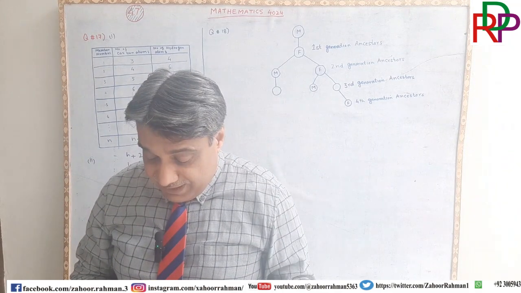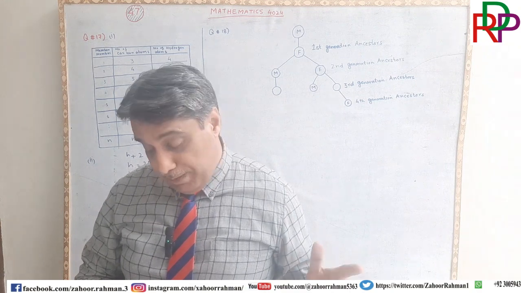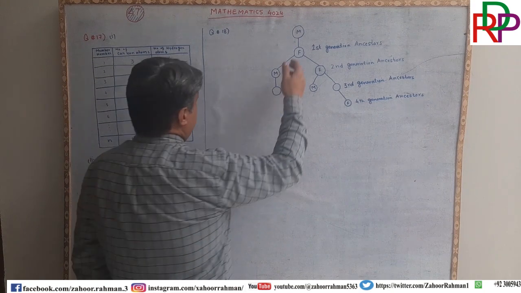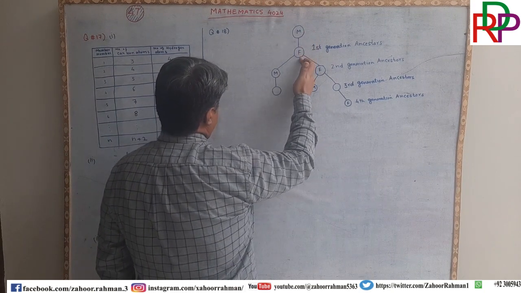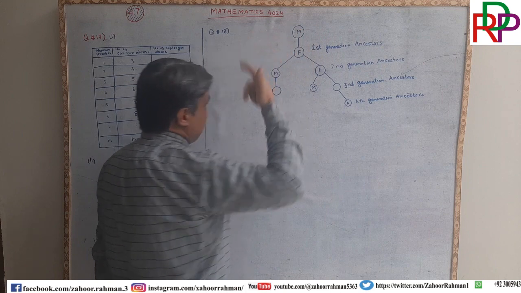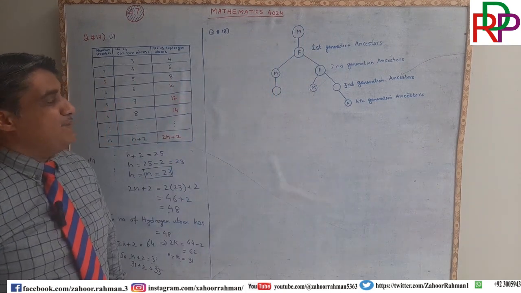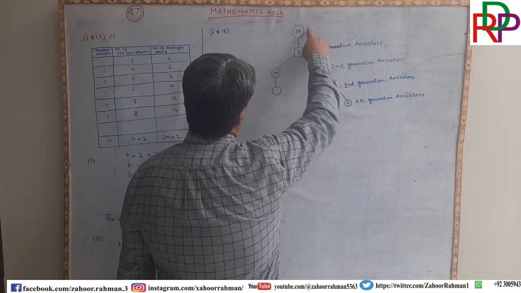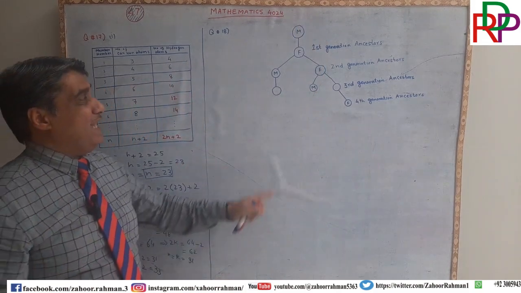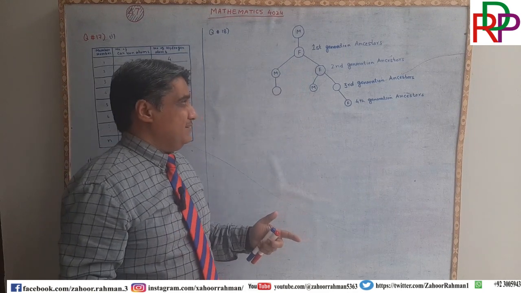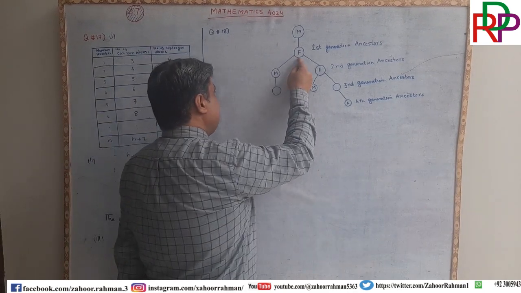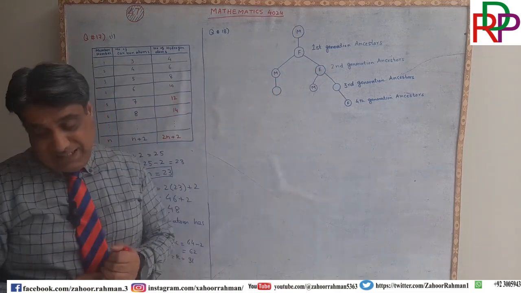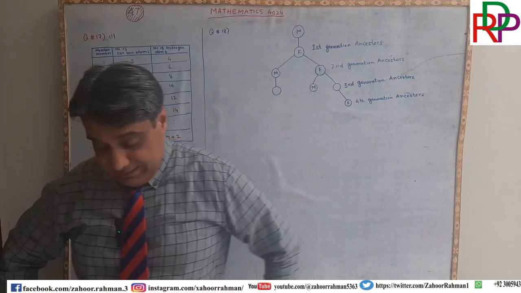And while a female bee has two parents, both mother and father. This is mother and this is father. You can say that this is male and this is female, but actually it is mother and father. Male is having only one parent and that is father, while the female is having two of them, mother and father.